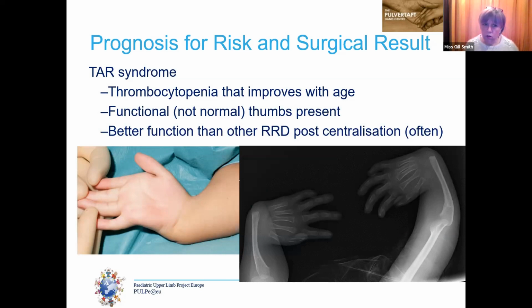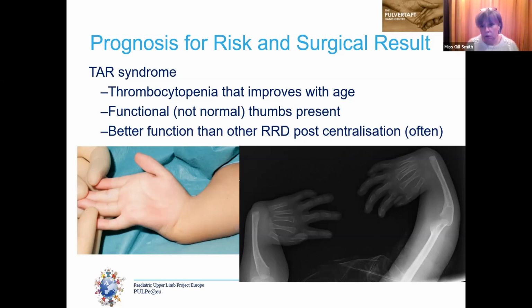They're not normal. They often haven't got an IP joint that functions, but they do function as thumbs. They're stable enough to do something useful. And TAR syndrome patients start with severe thrombocytopenia that improves usually by the age of 5 to something you can operate in, sometimes earlier. And if you can get them centralized and stable, they'll often function quite well.